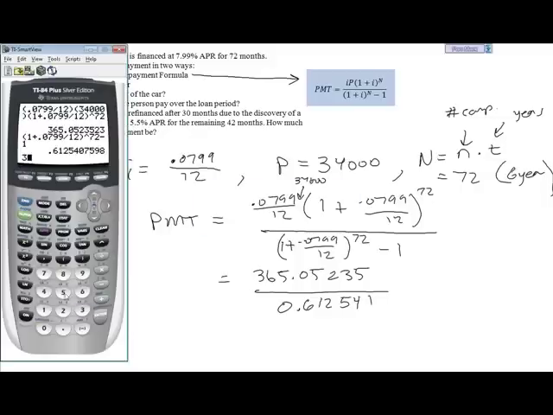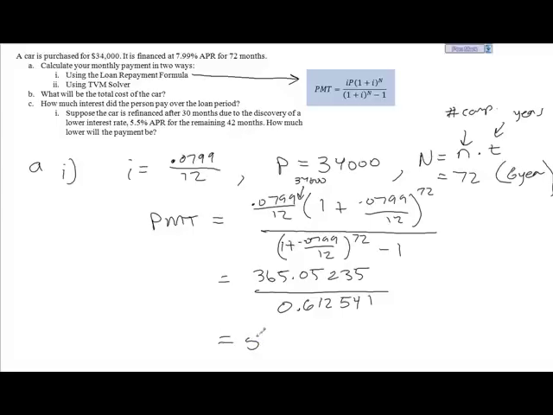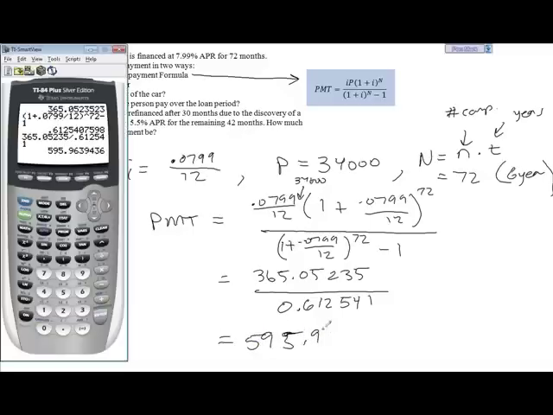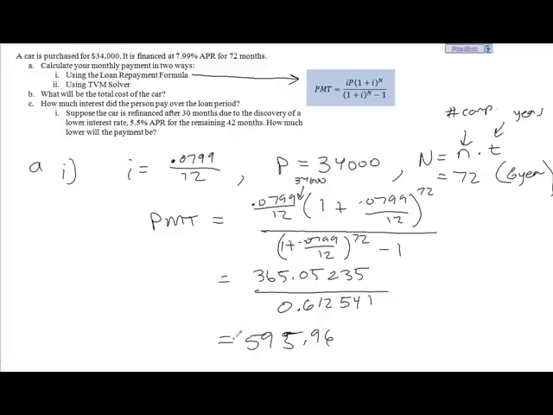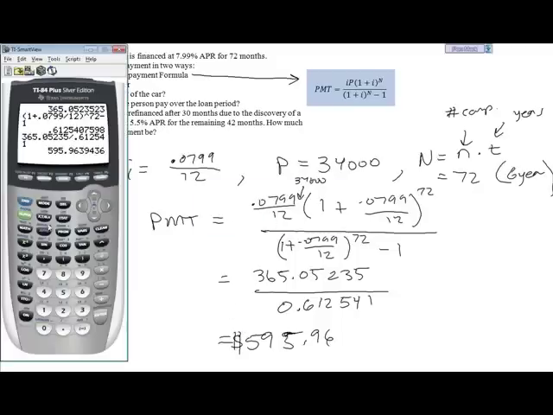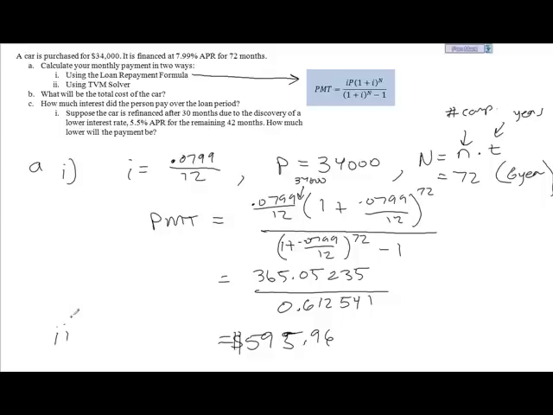And now we divide these two, 365.05235 divided by 0.612541. And we get a payment of $595.96. So that would be our payment. Now, using the TVM solver, we should be able to get the same thing. I'll just confirm that. Part 2.